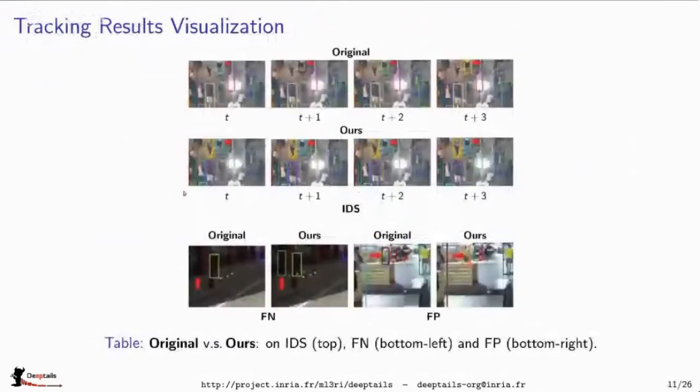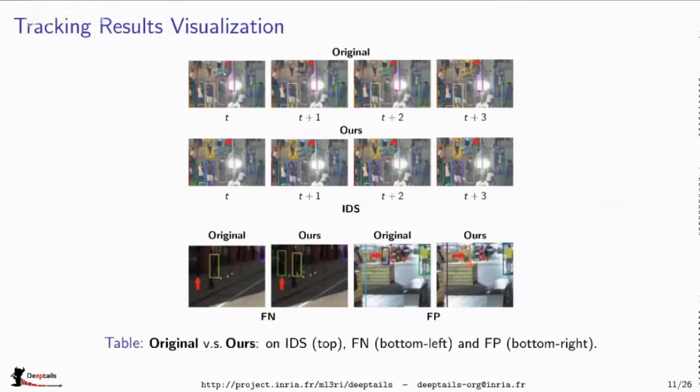So here are some examples of what happens. These were supposed to be arrows, these red things on the images. I don't know why we don't see it very well. Basically, here we wanted to show some examples of when our losses are helpful.